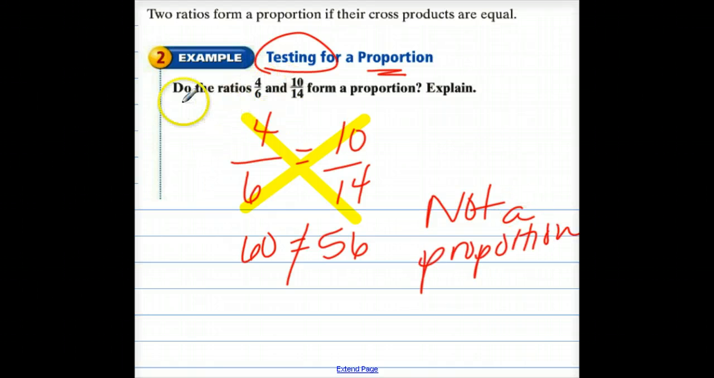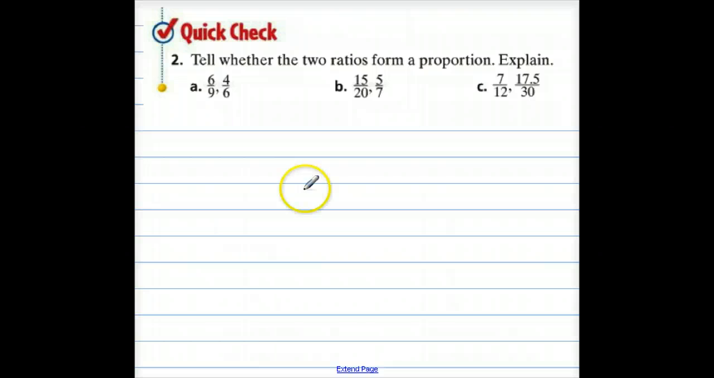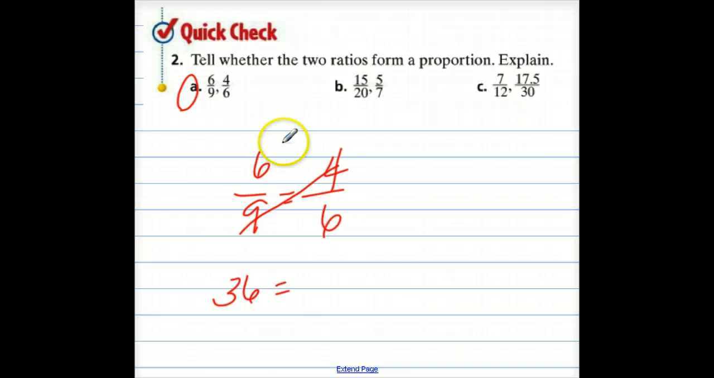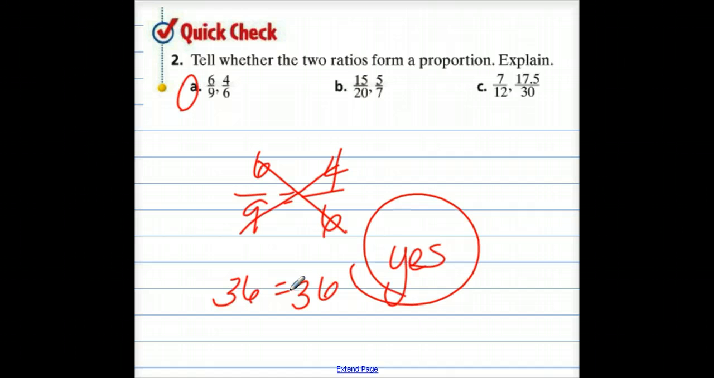One way you could answer, if it says, do these ratios form a proportion, you could just say no. One more example, let's do A. 6/9, does that equal 4/6? Well, I'm going to do my cross products. 4 times 9 is 36, and 6 times 6 is 36. These ones do form a proportion.